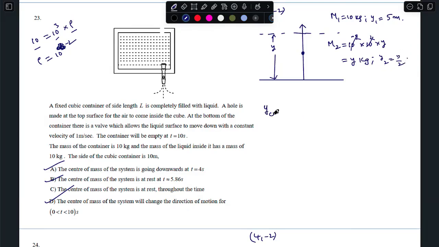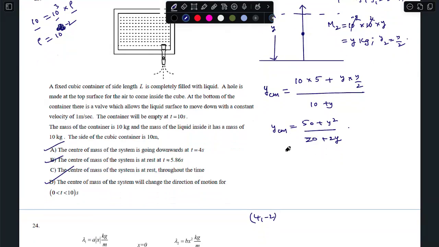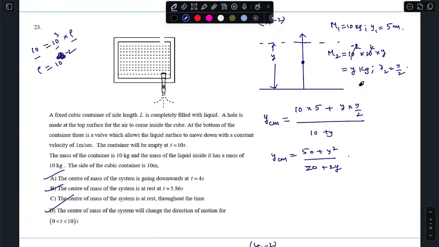So tell me what y_cm becomes. y_cm is 10 into 5 plus y into y by 2, divided by total mass 10 plus y. Boys, this will be 50 plus y square by 2, over 10 plus y. That is the location of y_cm. Have I made any mistake with y square by 2 here? What happens in the denominator? It is m1 plus m2, right?